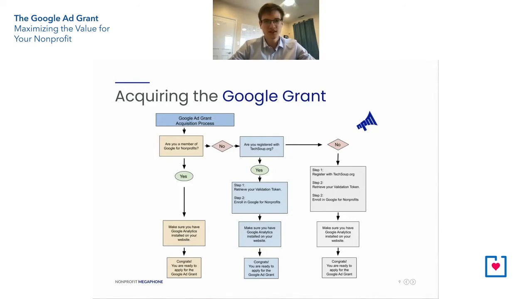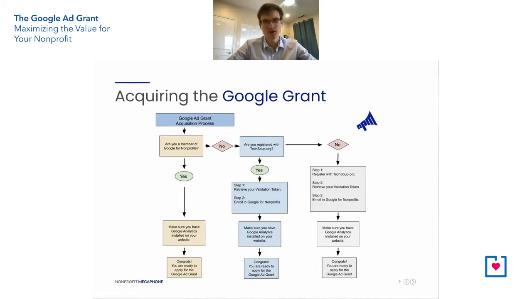It's essentially a 3-step process. You need to be a member of Google for Nonprofits, which you can find if you just Google for nonprofits, you'll come to that page. And if you're not already, it's a free account. Google will need to verify your nonprofit status, and it does that through an organization called TechSoup. TechSoup is in the United States and a number of other countries.